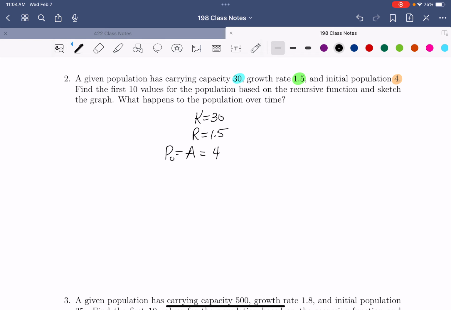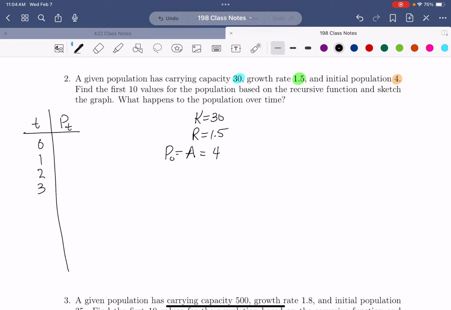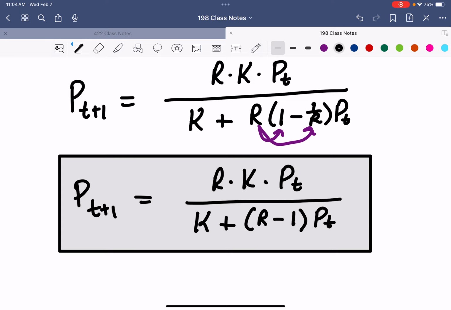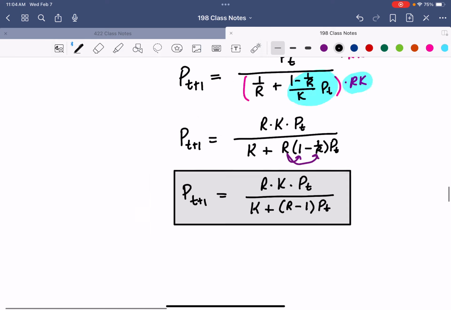Okay, so that means when I set up my chart, and I'm going vertical this time, so t and p_t, and I want the first 10 values, so 0, 1, 2, 3, 4, 5, 6, 7, 8, and 9 will give me 10 values. My initial at time step 0, I have 4. So the question is, how do I get the next one? So we're going to go back to that formula we had in the box. So this one right here. So r times k times p_t over k plus r minus 1 p_t.